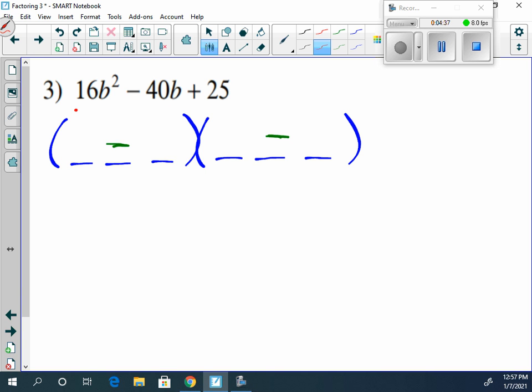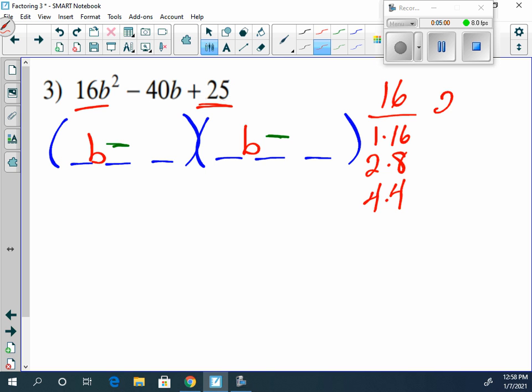And now we need to find the factors of 16b squared and 25. Well, the one we know for sure is that we're going to have b and b. That's the only way we can get b squared for this problem here. Now we're looking at the factors of 16, which is 1 times 16, 2 times 8, and 4 times 4.